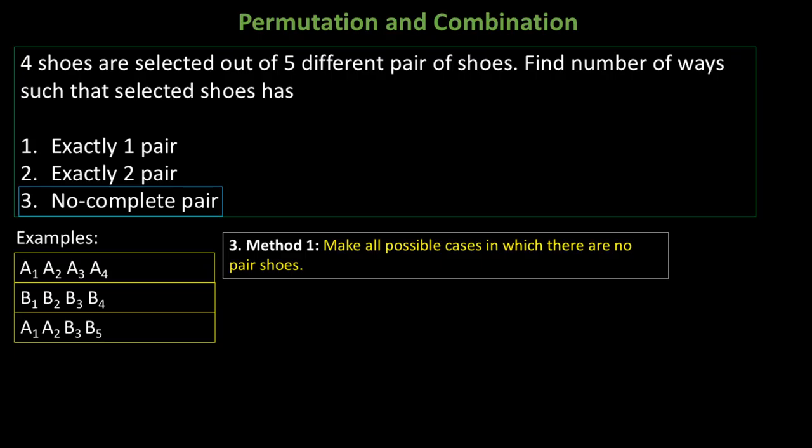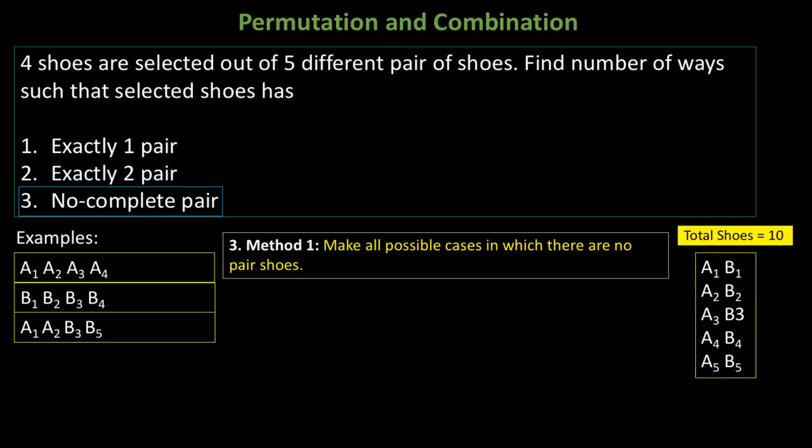So the first method is to make all possible cases in which there are no pair shoes. Let's look at those shoes. Again, I have listed down the 10 shoes. Let's say one possibility is where you take all the 4 left shoes. If you take all the 4 left shoes, there's no question of any pair coming out of those, because there is no right shoe at all to make at least one pair. Similarly, by symmetry, 4 right shoes can also be another case.